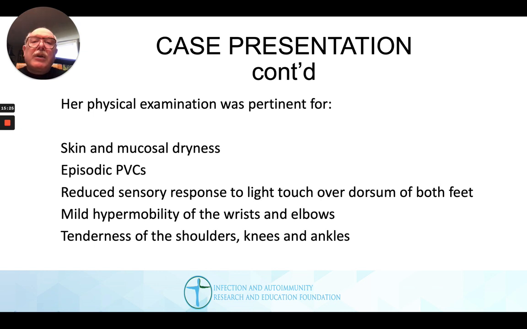Her physical examination was pertinent for skin and mucosal dryness. She had episodic premature ventricular contractions. Upon neurological examination, she had reduced sensory response to light touch on the dorsum of both feet. She had mild hypermobility of the wrists and elbows, and tenderness of her shoulders, knees, and ankles.